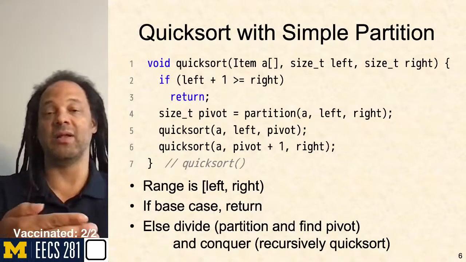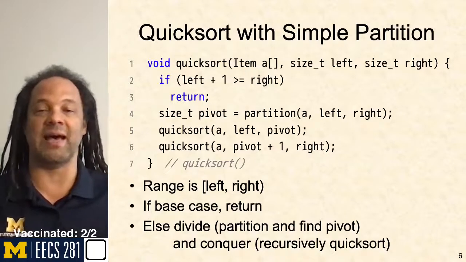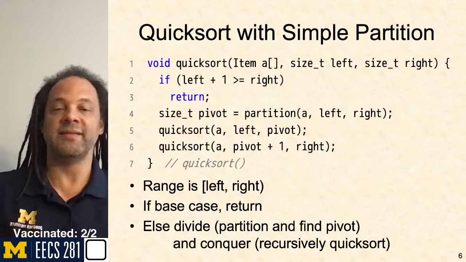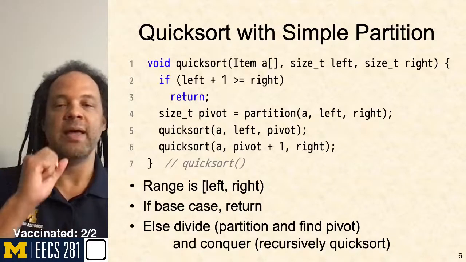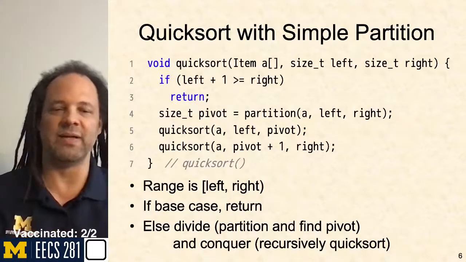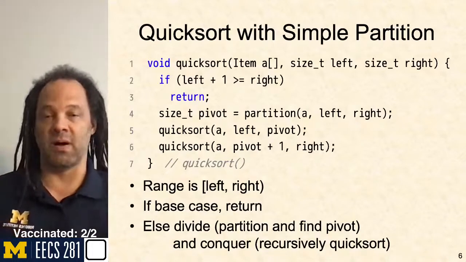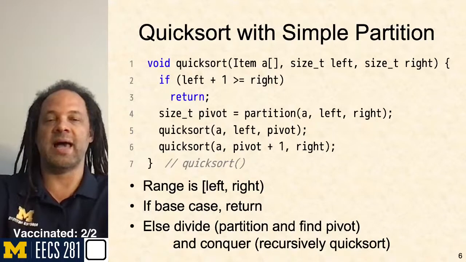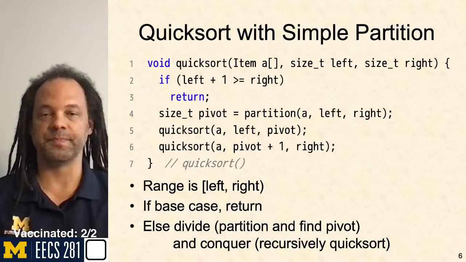But that's what I alluded to earlier. If I've got all of the small things before this and all of the large things after this, then this is exactly where it belongs. So this partition thing, not only does it find a pivot, but it also puts that pivot where it belongs. So this is not just a read-only step. This is going to make some data change.